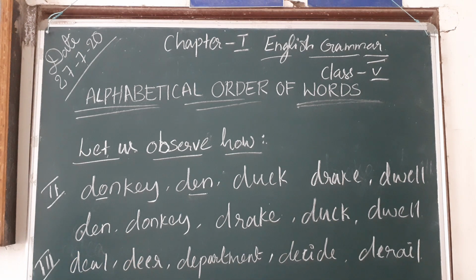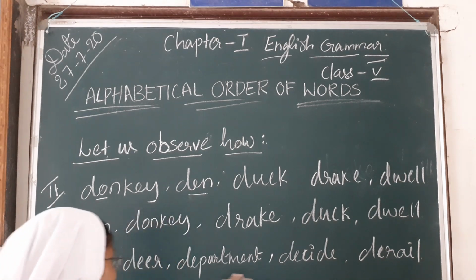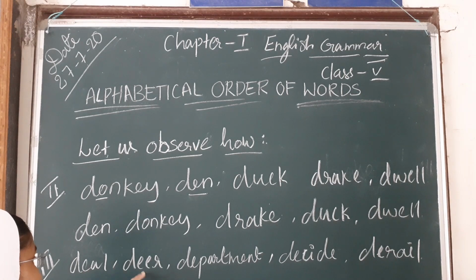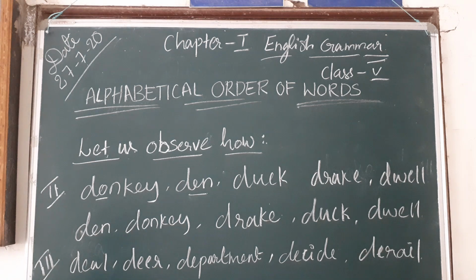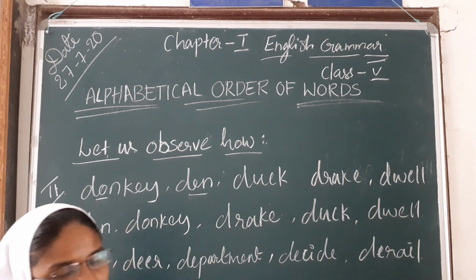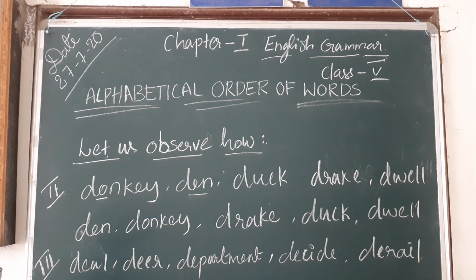Now we come to the third exercise. If the first letter and second letter are the same in all the words, for example D-E, D-E, D-E, D-E, D-E, then we see the third letter.